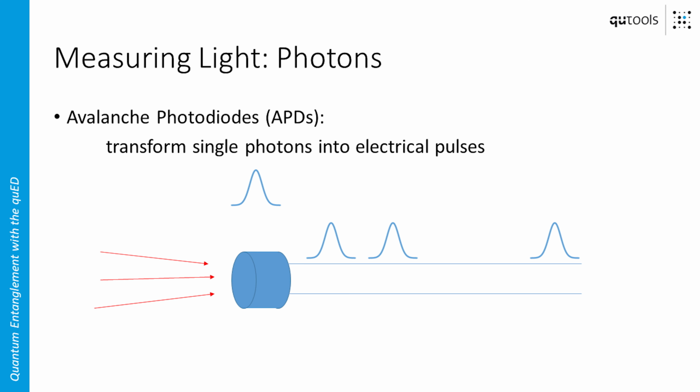So let's take one step back again. We now have a source of entangled photon pairs, which means that we have two photons that are coming out of the source that will travel through space, and in the end they are going to be detected on APDs. APDs are avalanche photodiodes that transform the single photons into electrical pulses, which you can see here. But how would we measure entanglement of the photons here?